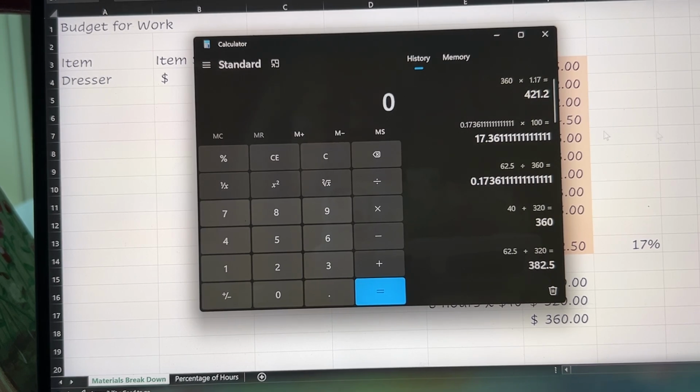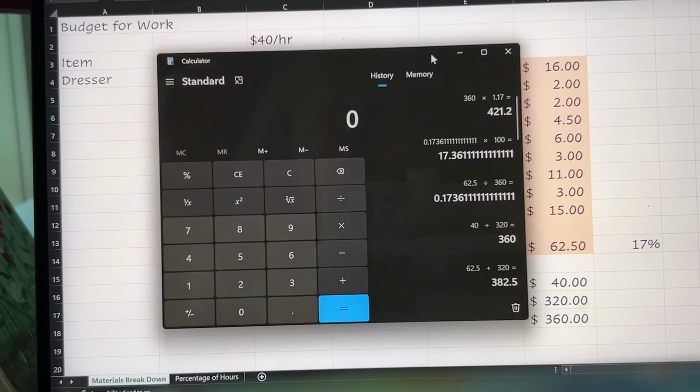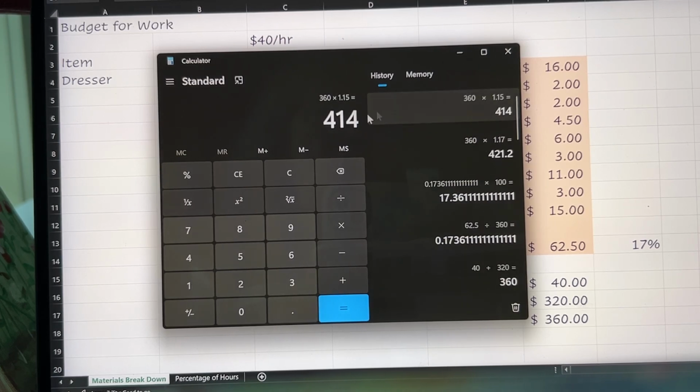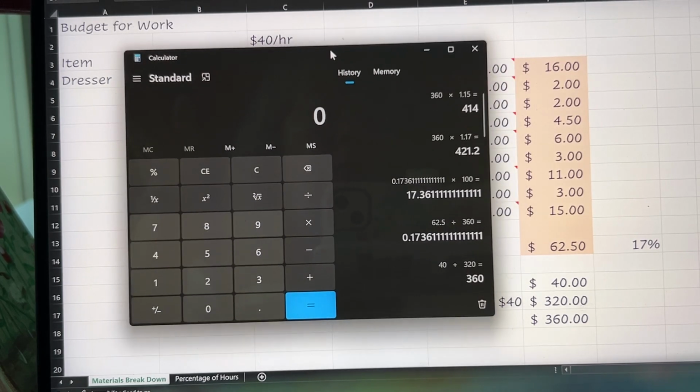Even if, let's say, I used my original figure, which I always use, 15%. Let's say I did $360 because that's my cost of the item and 8 hours worth of work, times 1.15, is $414, and I would still round up to $450. So you can see how you can price that.